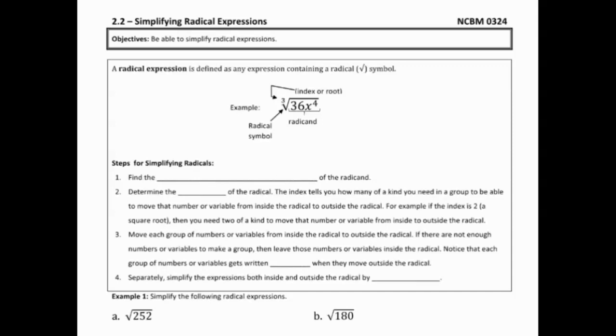A radical expression is defined as any expression containing a radical symbol. For example, we have the cube root of 36x to the fourth. The number inside the root is called the radicand. This number outside is called the index. Now we have some steps for simplifying radicals. The first one is to find the prime factorization of the radicand.